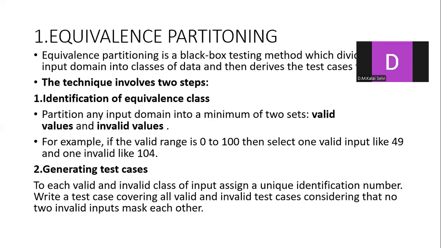Equivalence partitioning is a technique used under black box testing which divides the input domain into classes of data and then derives the test cases. It involves two steps. First, identification of the equivalence class. For example, if your valid range is from 0 to 100, then select one valid input such as 49 and one invalid input such as 104. Second, generate test cases for each valid and invalid class of input: assign a unique identification number, and write test cases covering all the valid and invalid classes, considering that no two invalid inputs match each other.